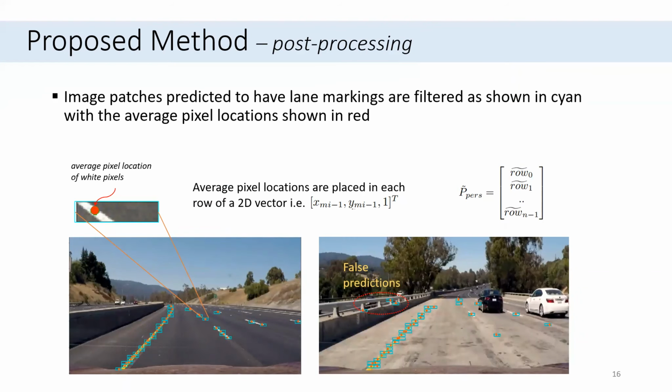The next step is to filter the relevant image patches containing only lane markings. And the average intensity location is calculated as shown in this figure, where the red color indicates the average location of the lane markings in the patch. And this filtered matrix is stored in a new two-dimensional vector represented by P perspective.